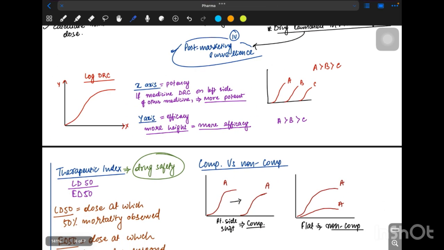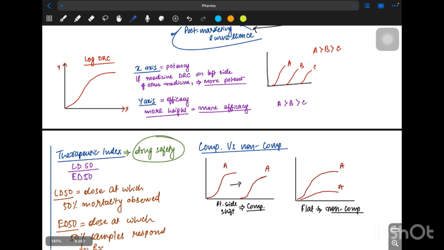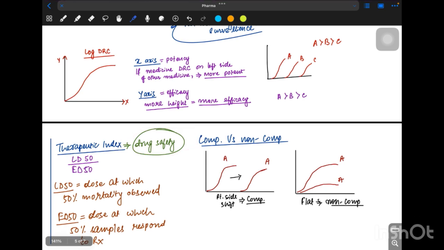Also another importance for this log DRC graph is we can calculate the therapeutic index. Therapeutic index is necessary to understand the drug safety. Okay, so what is the formula for therapeutic index? The therapeutic index formula is LD50 upon ED50, LD50 by ED50.